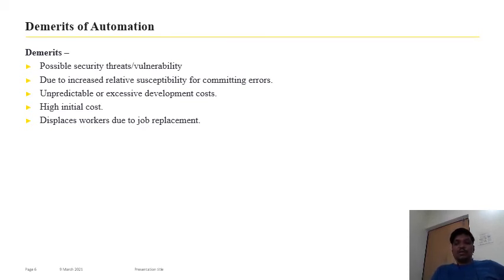As I've told you, a coin has two sides, head and tail. If you take head as a merit, then tail naturally becomes the demerit of the said process.